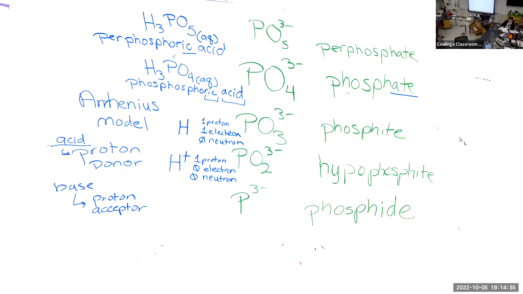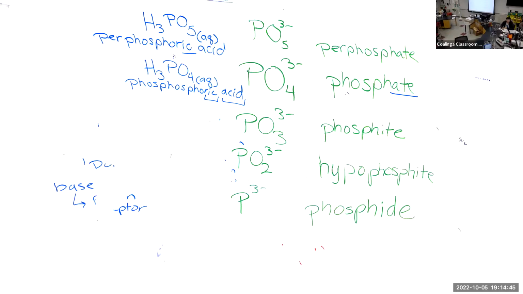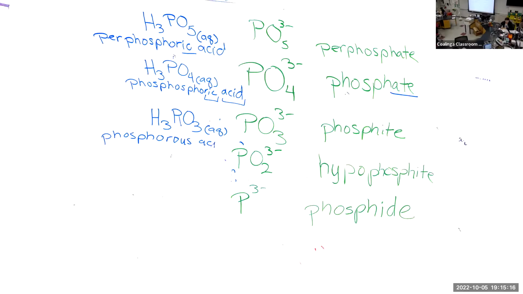I can erase this now? Okay. So when we put 3 H pluses in front of phosphite, it becomes phosphorous acid. OUS acid. So if you have ITE, it becomes phosphorous acid.